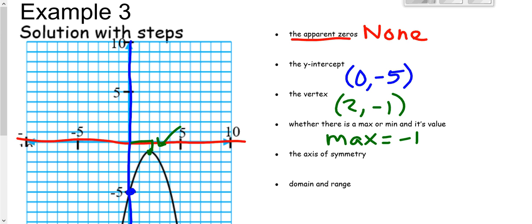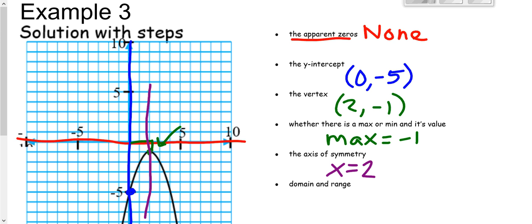Awesome. Let's look at the axis of symmetry. Remember, that is that vertical line that goes through our vertex. So would this be an x equals or y equals equation? Because it is an equation. It is x equals. So then which coordinate from our vertex would we choose? The x coordinate, which is 2.